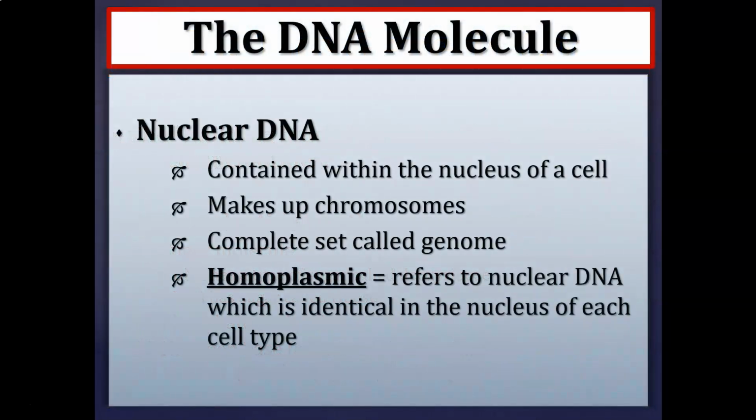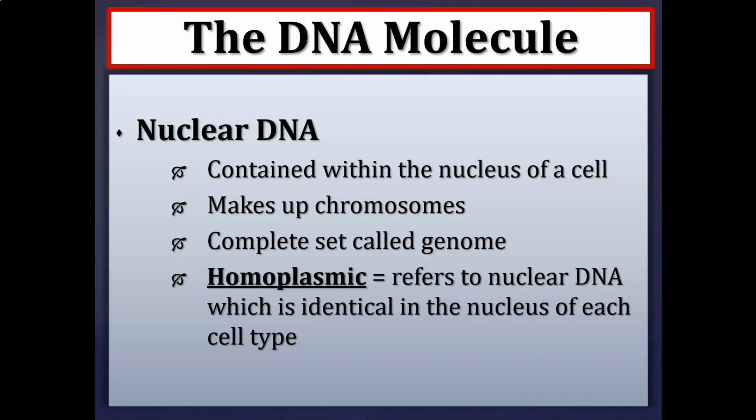All right, the two different types of DNA: there's nuclear DNA and mitochondrial DNA. Nuclear DNA is the actual genetic material that makes up our chromosomes. So nuclear DNA will coil around proteins called histones to form visible chromosomes. So in every single somatic cell of a typical human, there are 46 individual chromosomes. A complete set of all 46 is called a genome.